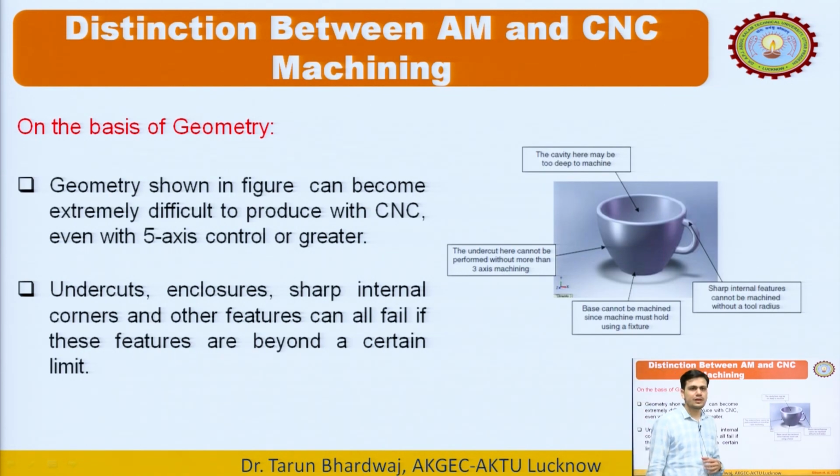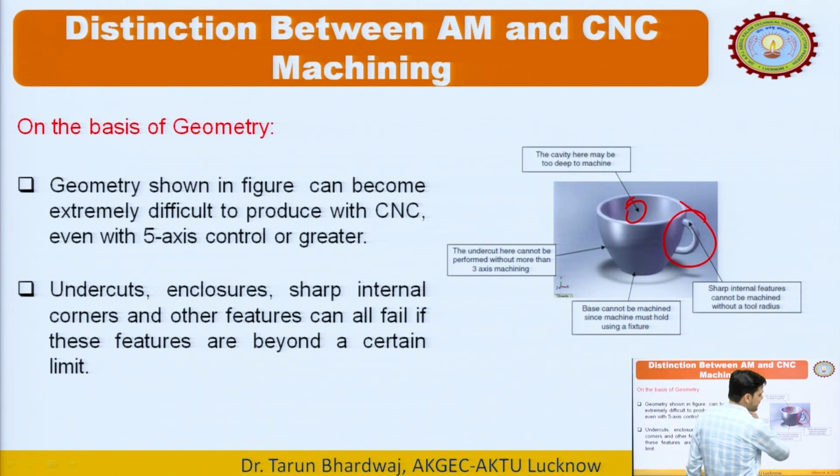Now, if we just talk on the basis of the geometry, so you can just see in this geometry that it is very difficult to produce with CNC even with the 5-axis control or greater. As you can see in this diagram that the cavity here may be too deep to machine. So it is quite difficult for a tool to go over there and to machine that particular surface. And if we just talk about over here, अगर हम लोग यहाँ की बात करें तो sharp internal features cannot be machined without a tool radius.